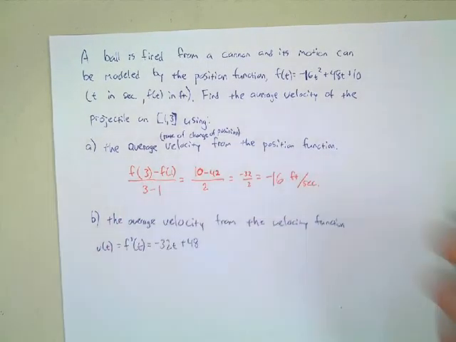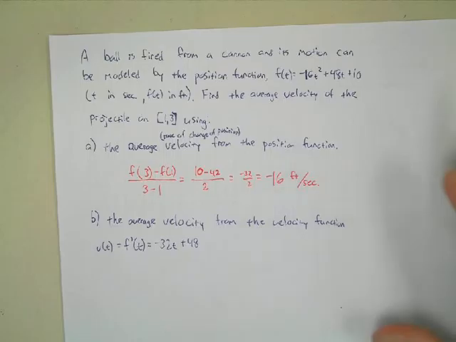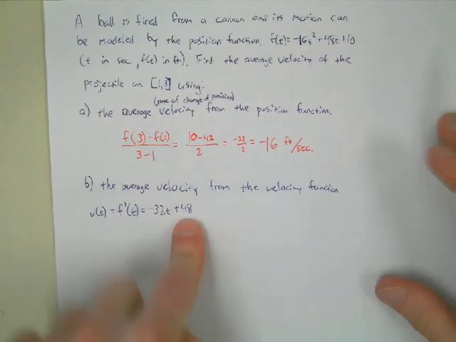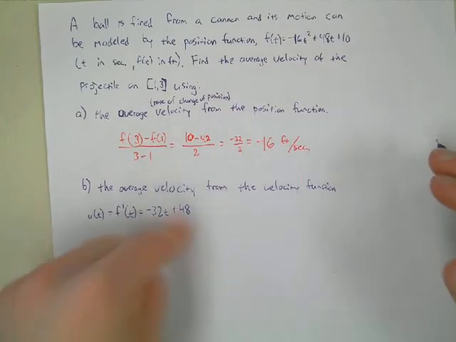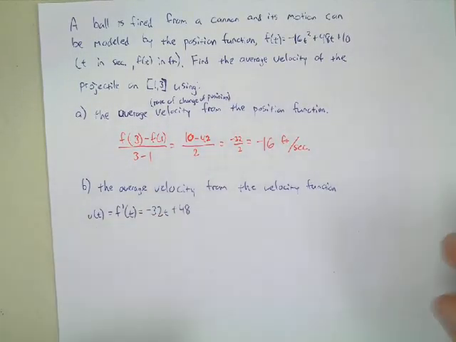Okay. Now that I have the velocity function, I want to find the average velocity. What should I use? Average rate of change or average value? Average value, because it's what we have. We have the velocity function. I want to find the average velocity, so I want to use average value. Okay. If I wanted to find the average acceleration, what would I do with this function?